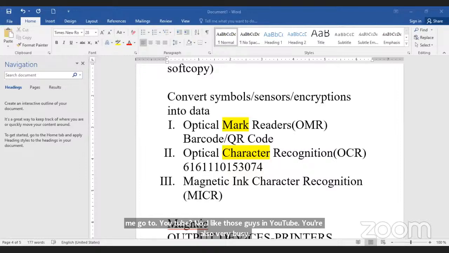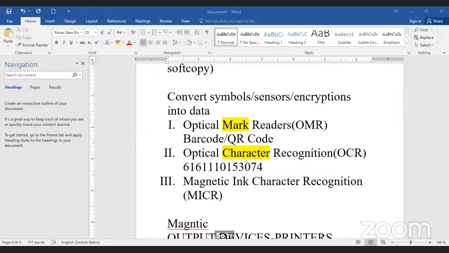So in optical, as we have said, they use light. And we have some barcodes. This light is usually reflected on some barcodes, so that these barcodes carry the data that the item has.